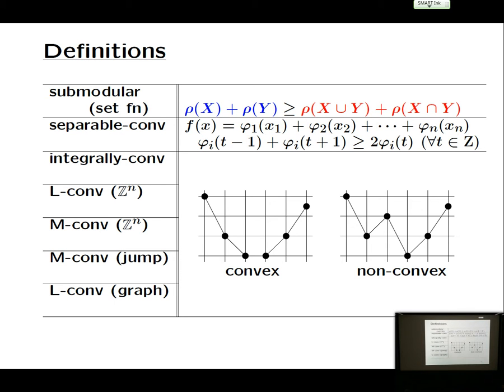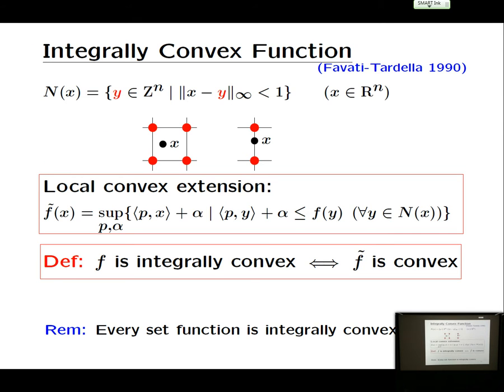Okay? Now, the integrally convex function. This is a concept which formulates the consistency between convex extensibility and integer lattice. These two different concepts are merged. So for a given real vector like this, the integer neighbor is defined like this. If x is in the middle of the unit cube, this is 4. And if it is on the boundary, these two are neighbors.